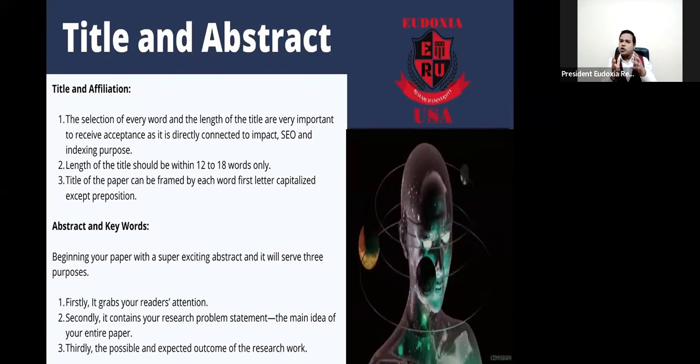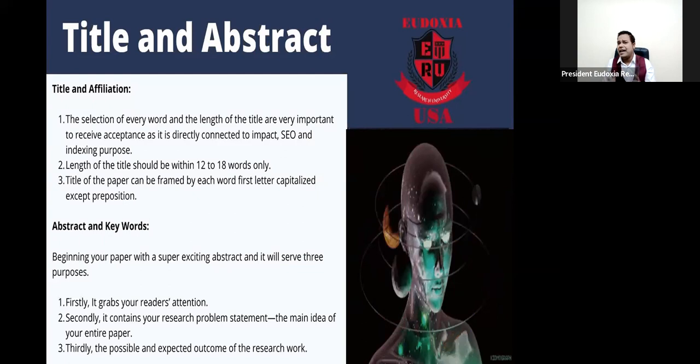So how to construct an effective title, which will capture the eyeballs, which will capture the mind of the reviewer, which will give impact to your research, with a search engine optimization process. So first I'm explaining the title and affiliation. You see that there are 3 steps that I'm sharing. Literally each and everyone writes and publishes their paper.